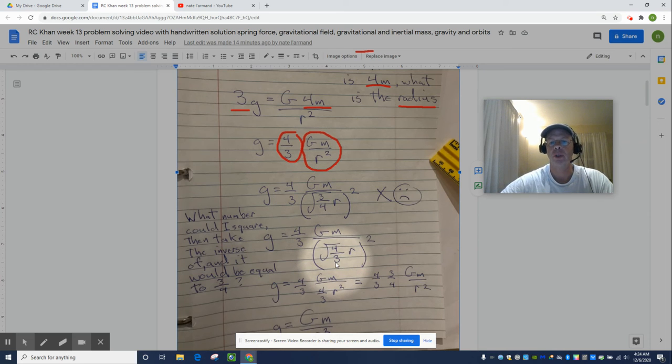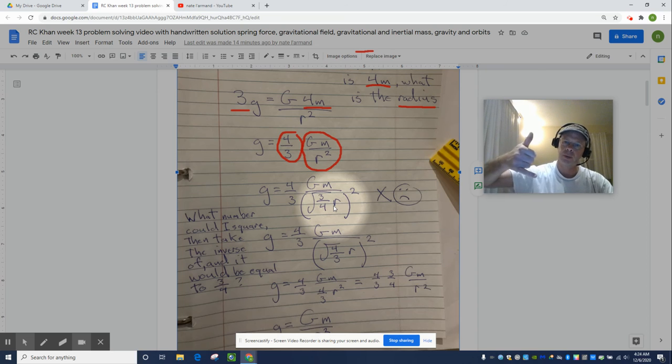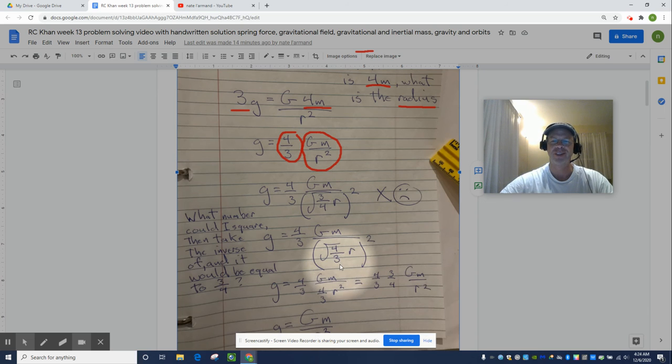So what you're going to do is say, what number could I square, then take the inverse of, and it would be equal to 3/4? That's the little algebraic puzzle, because it's an inverse square law. We have to square whatever the change in the radius is, and because it's in the denominator, it's going to get inverted. We're going to take the reciprocal of this coefficient. So here's the correct answer.